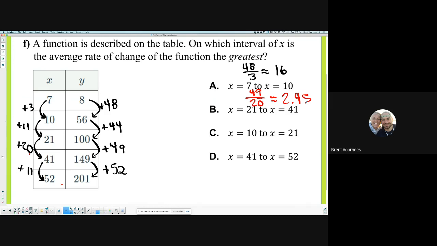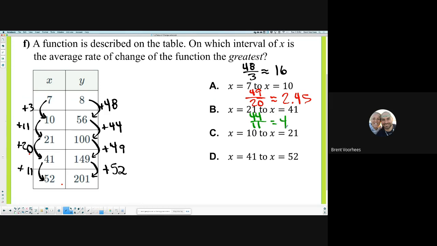C, from 10 to 21. What do we increase going from 10 to 21? How much does our Y's increase? 44. How much does our X increase? 11. 44 divided by 11 is 4.